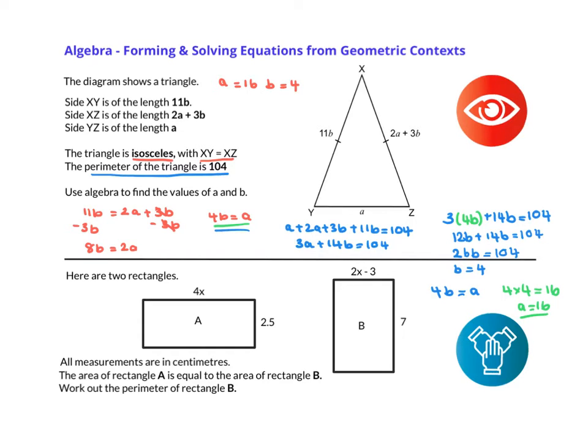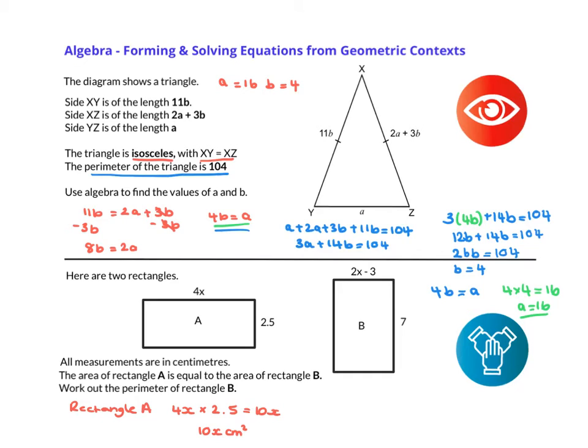This time we only have one variable to find, but we still need to create an equation. Now, if the areas are equal to each other, then I can find the area of each rectangle and do exactly that, equal them to each other. So for rectangle A, I know that to find the area, I'm going to do 4x multiplied by 2.5. 2.5 times 4 is 10, so my area for rectangle A is 10x centimetres squared, as all of the measurements were in centimetres.